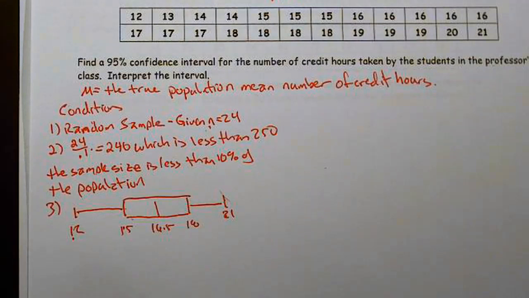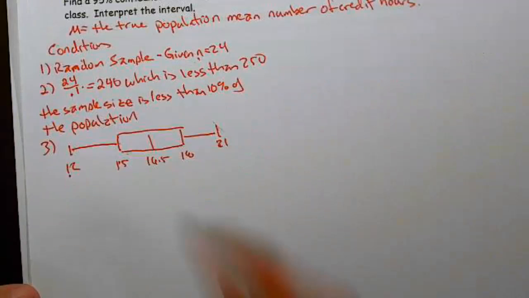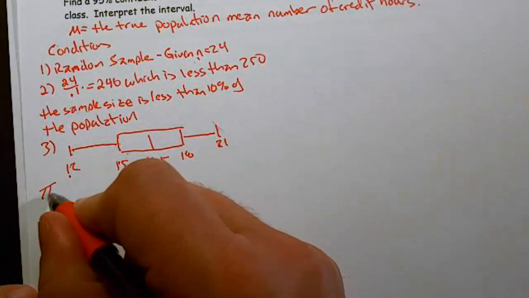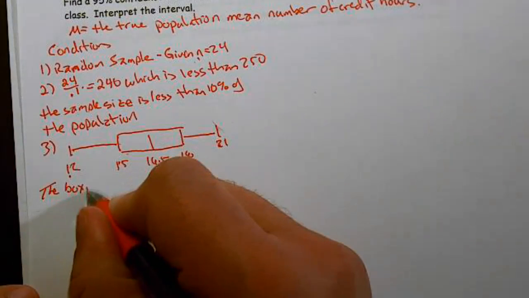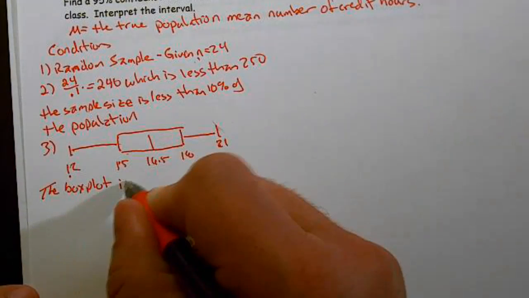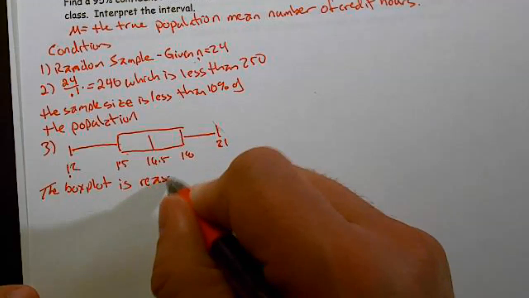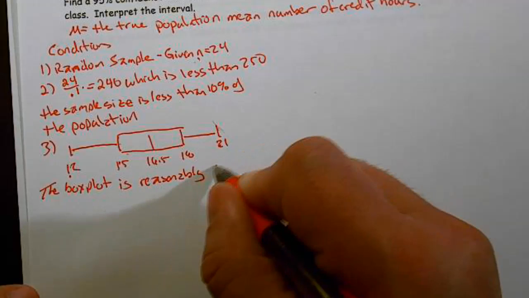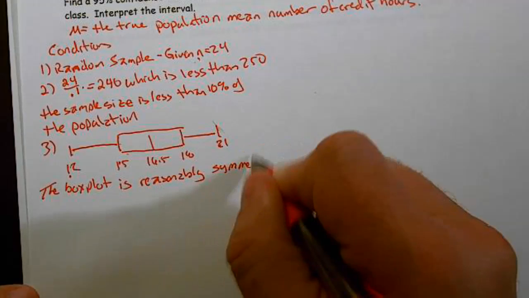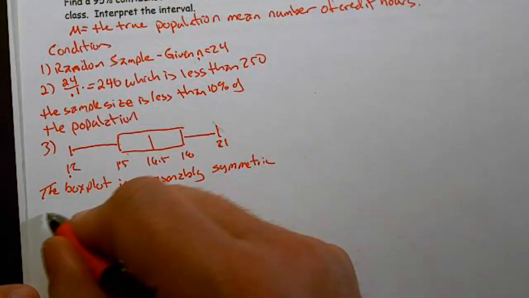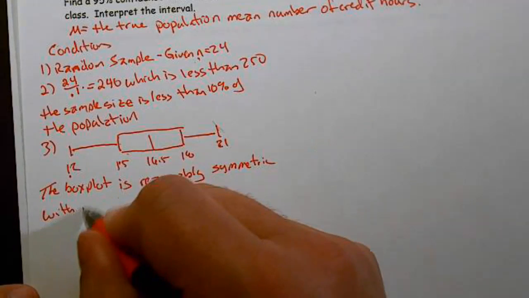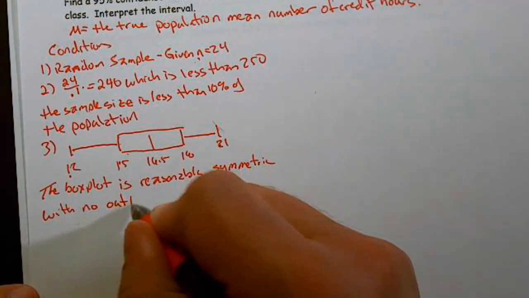Now, just drawing a graph is not enough. So the box plot is reasonably symmetric. This one's pretty symmetric with no outliers.